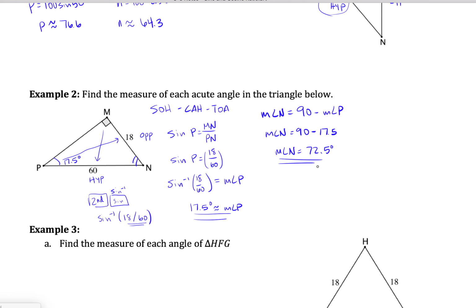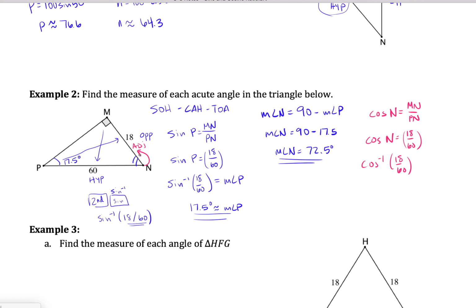I could have set this problem up originally differently. I'm not going to work through the entire problem, but just to show you, if I wanted to, I could have originally set up the cosine of angle N as MN over PN, right? Because from angle N's perspective, this is the adjacent side. So if I was doing the cosine of angle N, that would have left me with 18 over 60 for the value of the cosine of N. So I could have done cosine inverse of 18 over 60, and it should have given me the same answer that I got right down here.